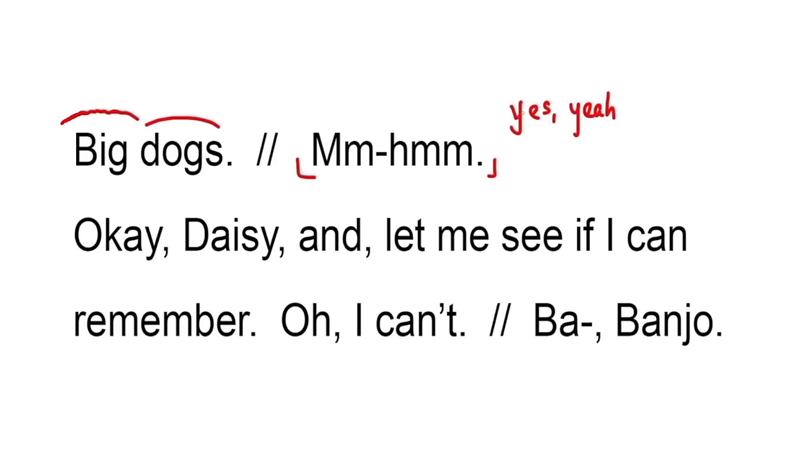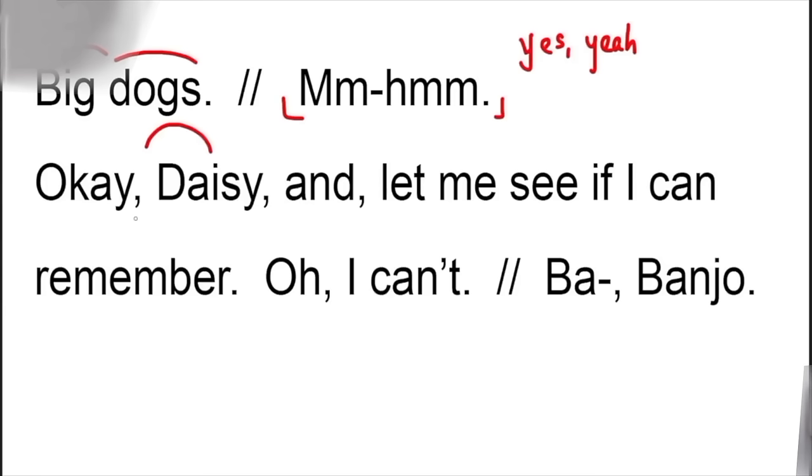Okay. Daisy and... So in this thought group, Day is definitely the most stressed. It's a proper noun. It's the name of the dog. So the stressed syllable of this word will be very clear. Daisy.